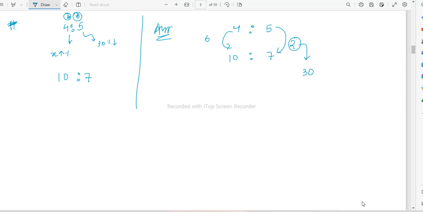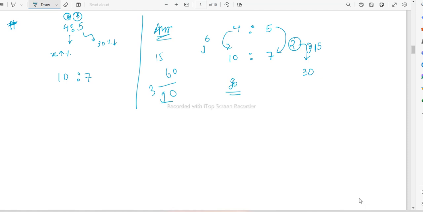Wait, give me a second. So I'll just write it as 2 ones are 2, 2 5s are 10, so it would be around 15 times more. Then this would also be 6 into 15 times more. 5 6 that is 90. Okay, so it would be 90. I think I've done something wrong. Just give me a second.